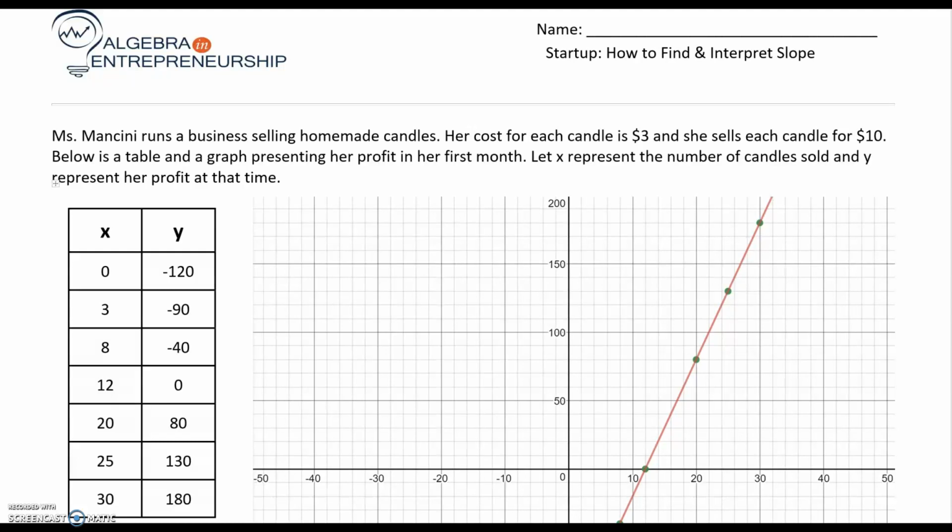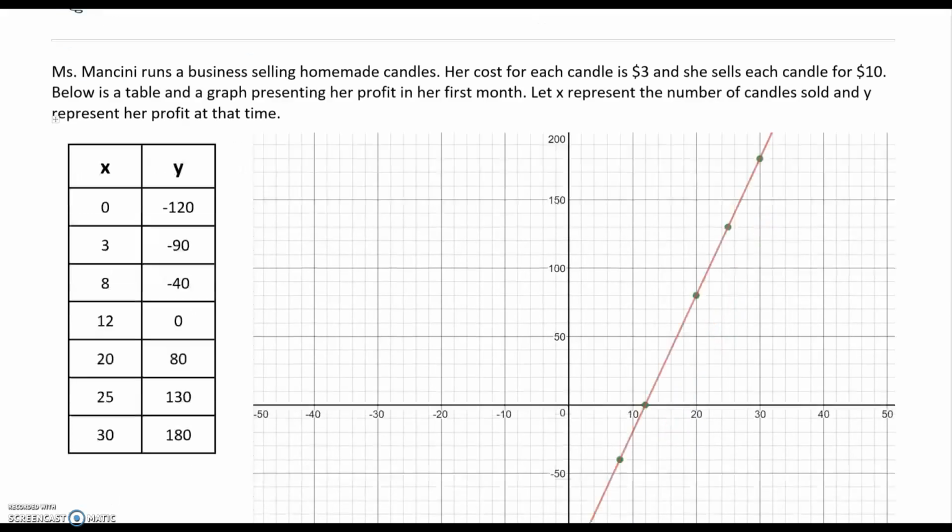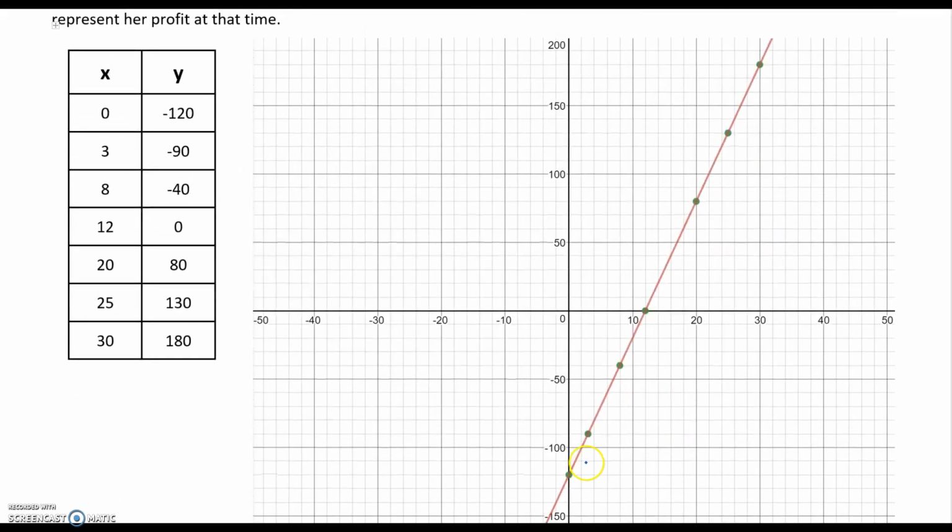Hi everyone. By the end of this video, you should be able to calculate and interpret the slope of a line. We're going to continue from our plotting points video and using the context about Miss Mancini's candle business. So just a reminder, X is the number of candles sold, so your quantity sold, and the Y represents the profit at that time. In the last video, we came up with these points.